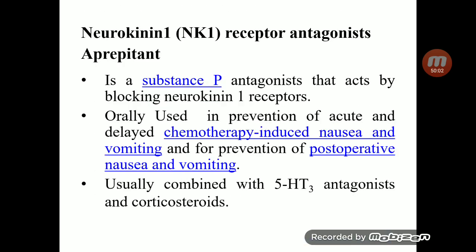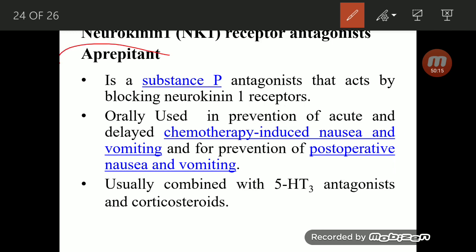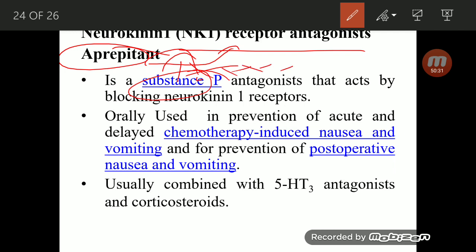Next you have the neurokinin NK1 receptor antagonist. That drug is aprepitant. Aprepitant is a neurokinin 1 receptor antagonist, and it has a very high affinity for this receptor. The neurokinin 1 receptor is generally activated by substance P. So aprepitant goes and blocks the action of substance P on neurokinin 1.